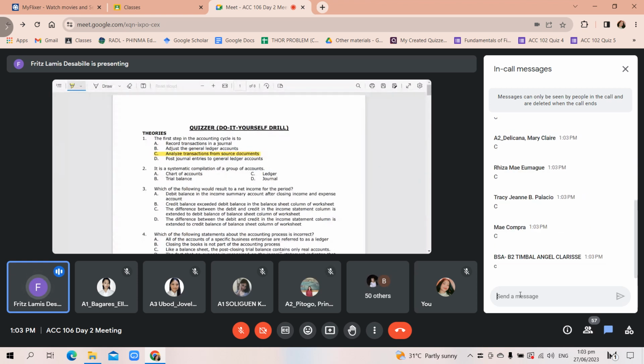So the steps in the accounting cycle, number 1 is analyzing the business documents or transaction. Number 2 is journalizing. After you analyze the transaction, you journalize it, depending on what you have understood from your analysis of the transaction. After that, you post it in the ledger, and after posting all transactions in the ledger, you prepare your unadjusted trial balance. That's the number 4 step.